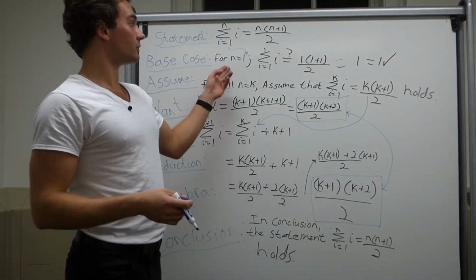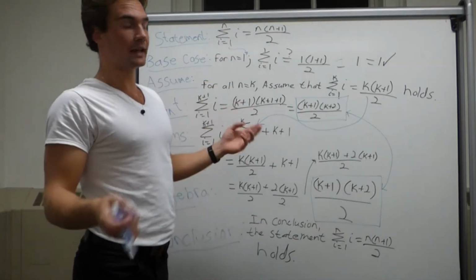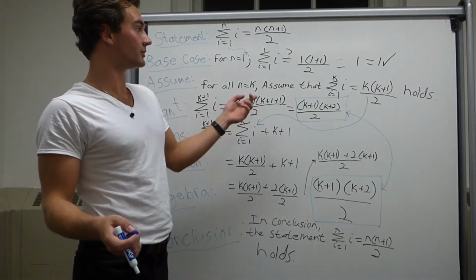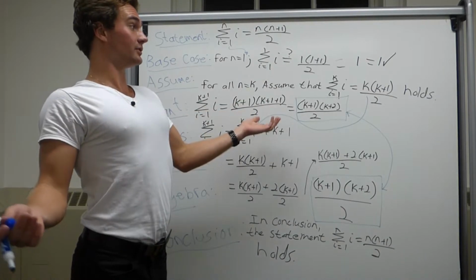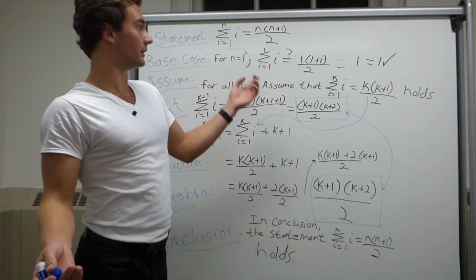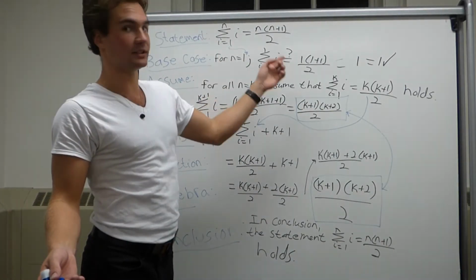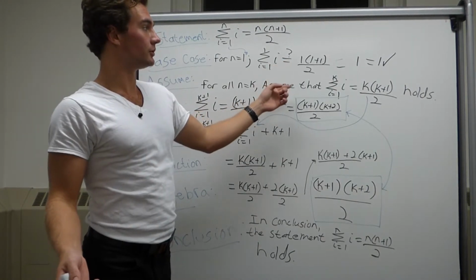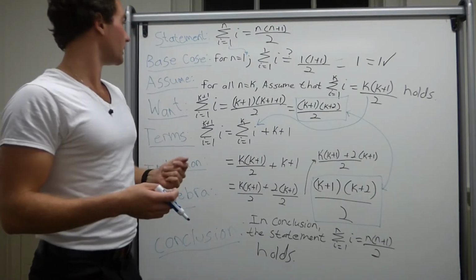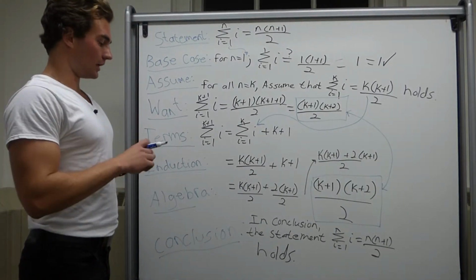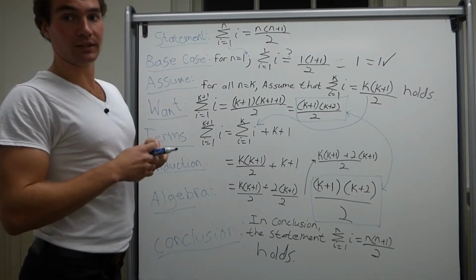So for n equals 1, for every time you see an n, you plug in a 1. So we have a summation starting from i equals 1 to 1 of i, is it equal to, remember, plug in the 1 every time you see the n, 1 plus 1 over 2. We find out that it is indeed equal, 1 equals 1. Great.